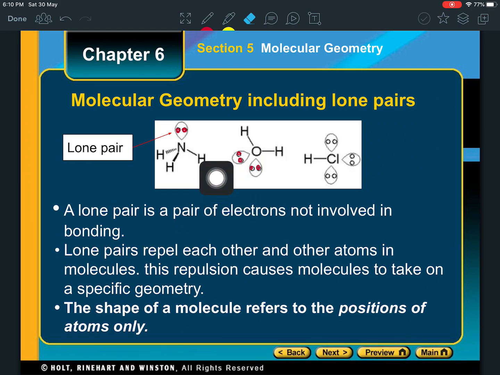So you can see here that the oxygen has 2 lone pairs and the nitrogen has 1 lone pair. All right? So these are extremely important because they also add to the geometry of the molecule. So they also take part in forming the 3D structure of a molecule.